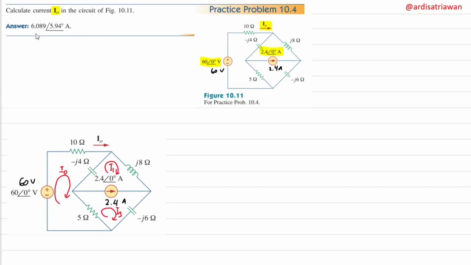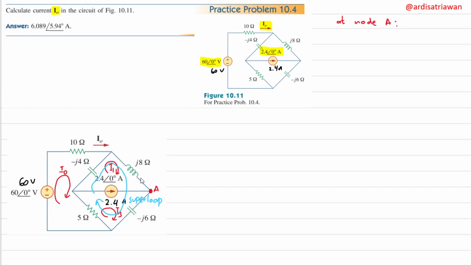Now, because we have a current source between them, we need to use another loop, which is a super loop. But we will see the super loop later. I want to analyze this node first. Let's name this node, node A.